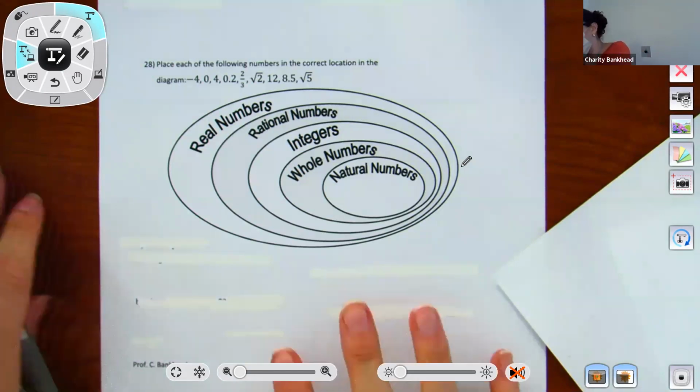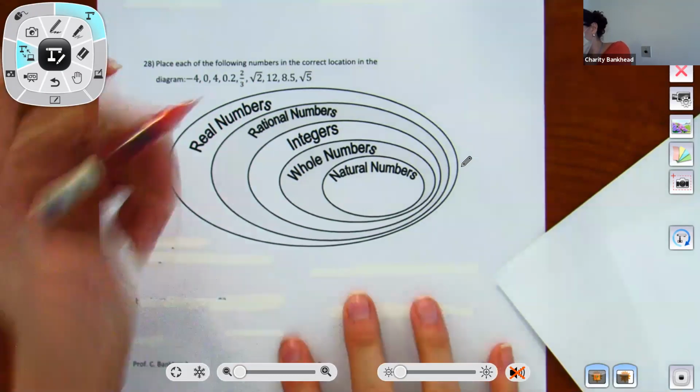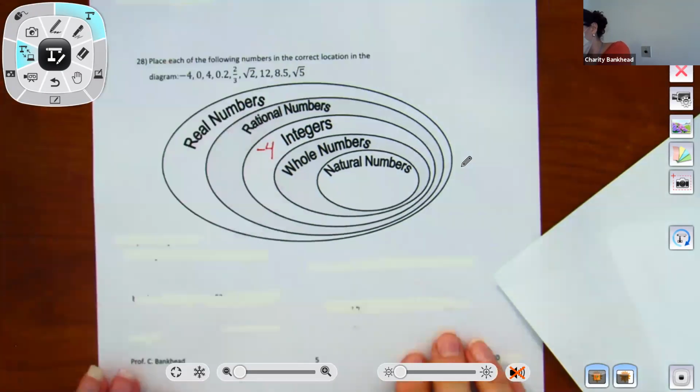And then, for 0, is it a real number? Yes. Is it a rational number? Yes. Is it an integer? Yes. Is it a natural number? No. So 0 goes in here.